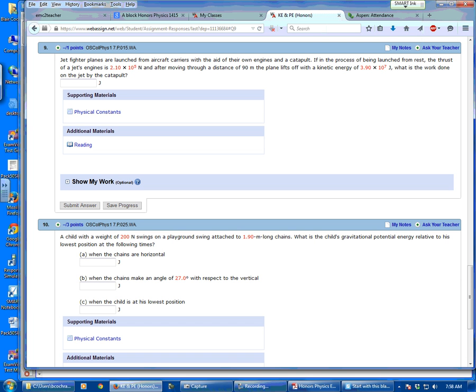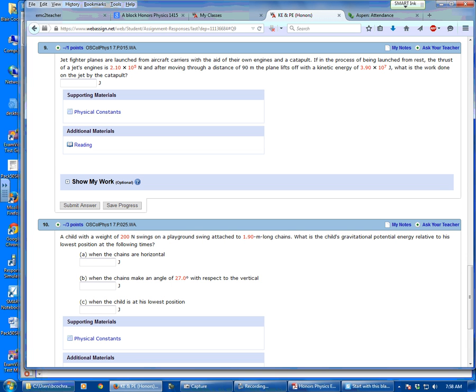All right, so we're going to start off by looking at number 9, where we've got this jet fighter being launched from a carrier with its engines and a catapult. They tell us some things about the engines and the final kinetic energy, and then they want to know the work done on the jet by the catapult.